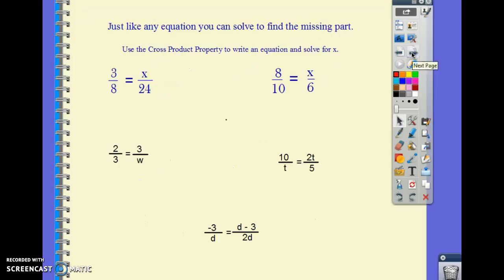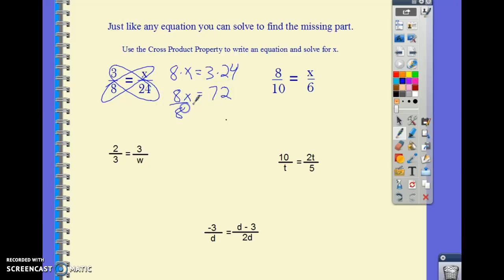Okay, just like any equation, you can solve to find the missing part. Use the cross product property. So here we go. I know you guys spent a lot of time, so I'll go fast. If you need extra help, we can work on that in class. So 8 times x equals 3 times 24. 8x equals 72. Divide by 8, divide by 8, x equals 9.